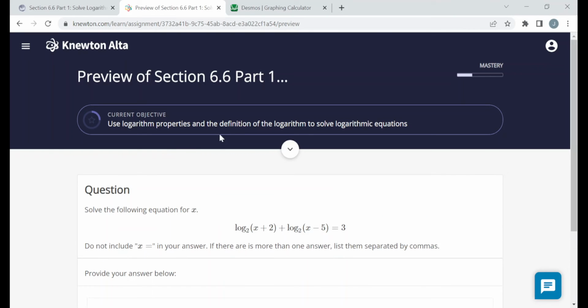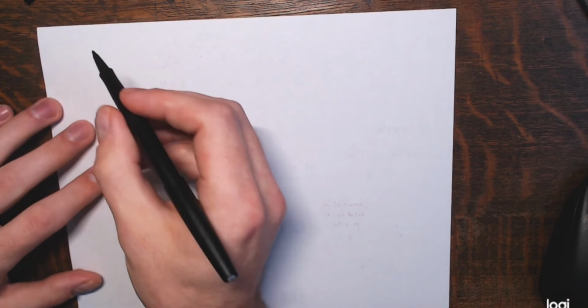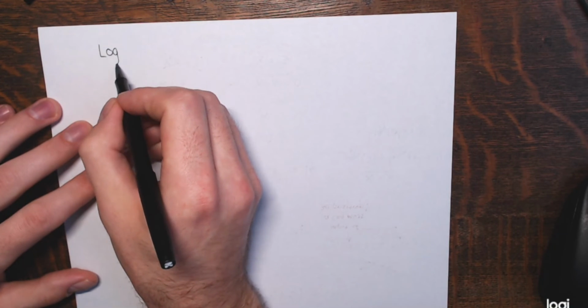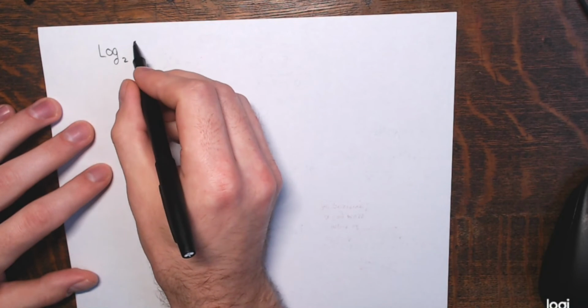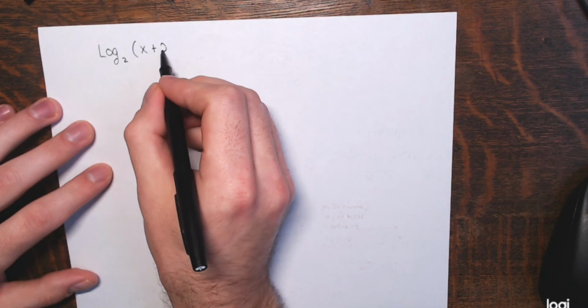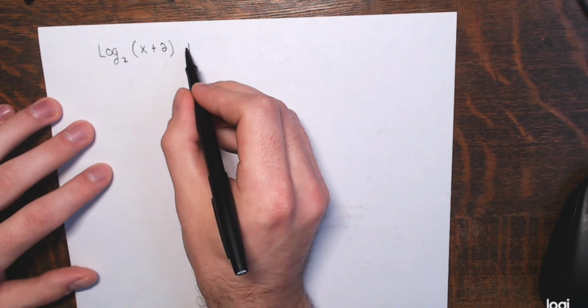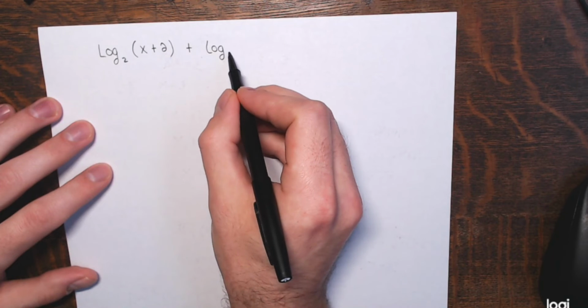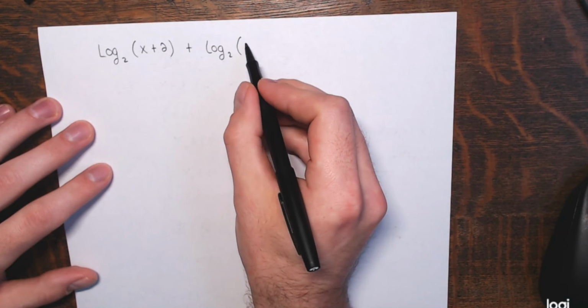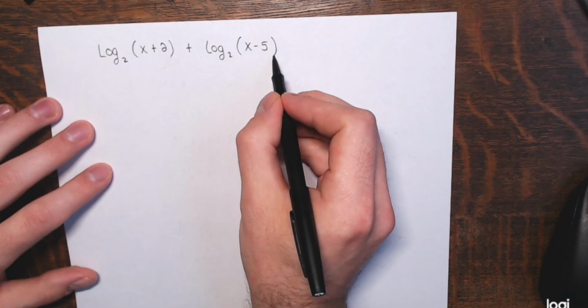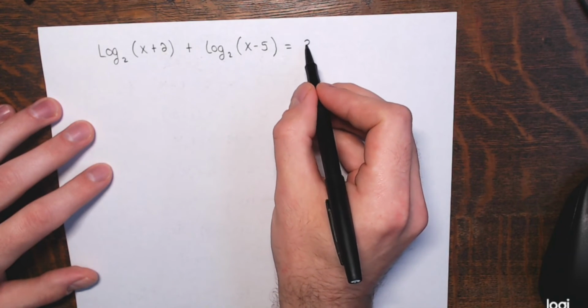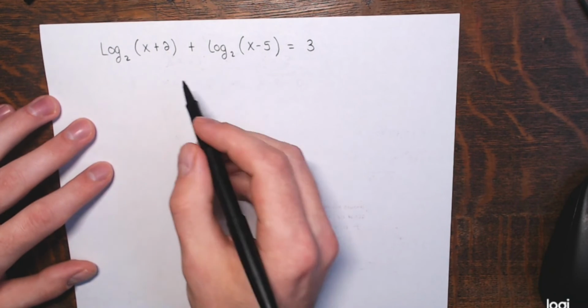So another equation like that, very similar to the last example. So let me just write this out and we'll work it out. So we're given the log base 2 again. It's not always going to be base 2, right? But of x plus 2 plus the log base 2 of x minus 5 equals 3.